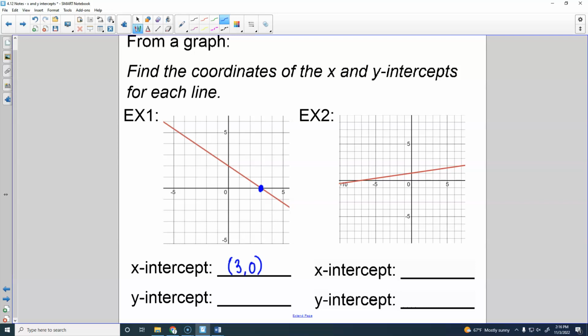And for our y-intercept, that would be this point right here. And the coordinates there are 0, 2.